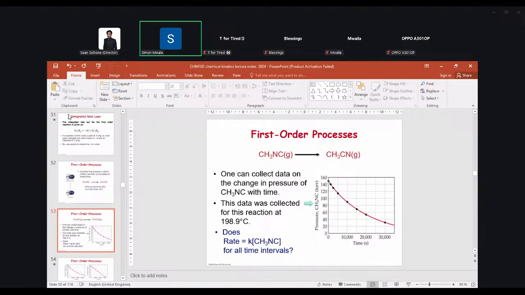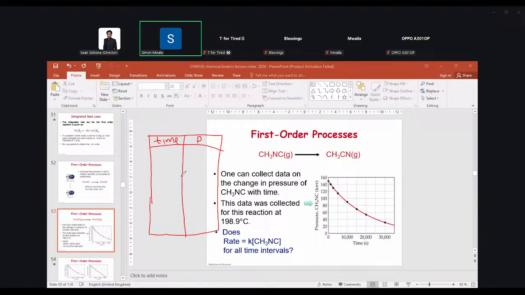They might give you this data in form of a table where this time around, instead of using concentration, they are using pressure. So you can have time there. They can give you time against pressure instead of concentration.